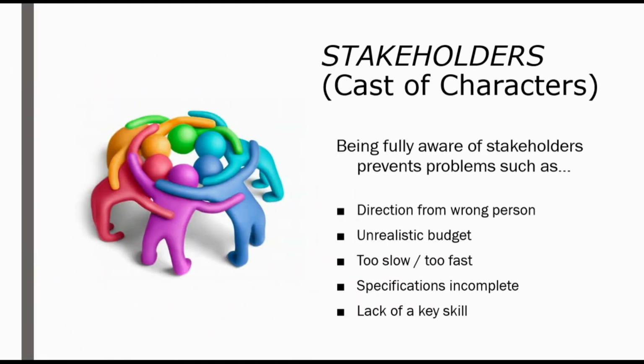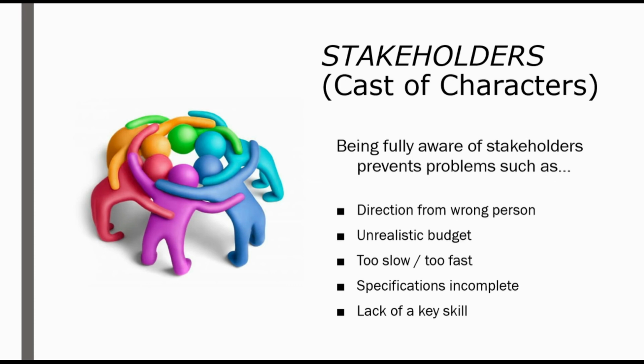So having a comprehensive list of your main stakeholders will help you organize your project tremendously and keep it in good stead. Being fully aware of who are the important people that can make the decisions will prevent problems down the line, such as taking direction from a person that may be very outspoken but has no formal authority, or perhaps setting a budget that is unrealistic because the person paying the bills is not willing to go that high.